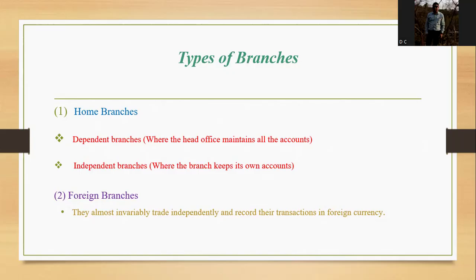Suppose the State Bank of India has a branch in a foreign country. The same is the case with a foreign country also. If the USA has a head office in the USA and has branches in India, those are also foreign branches. So an Indian head office may have foreign branches, and a USA head office may also have branches in India. So these are the types of branches, home branches and foreign branches.